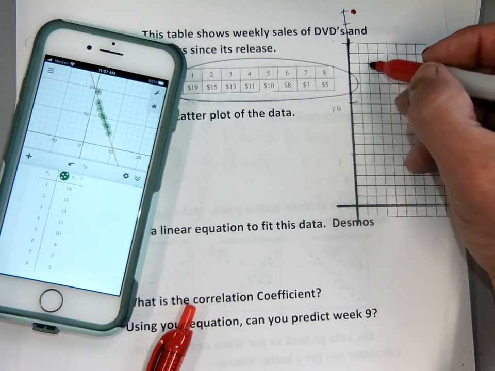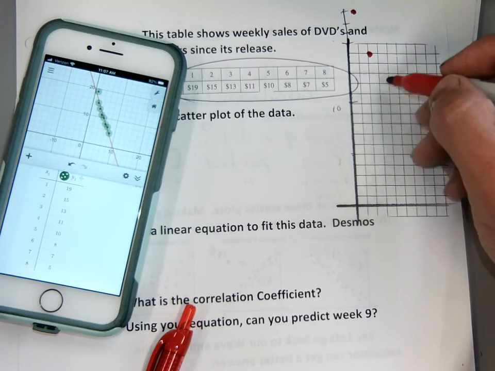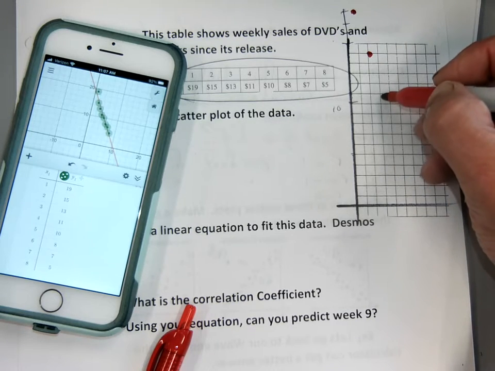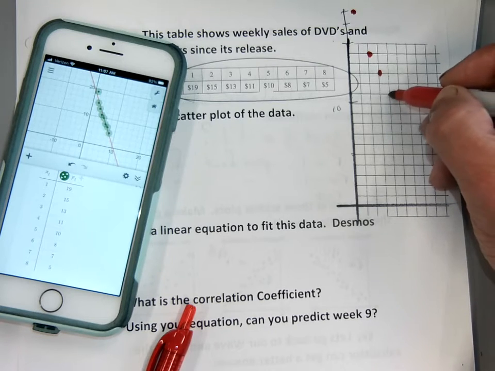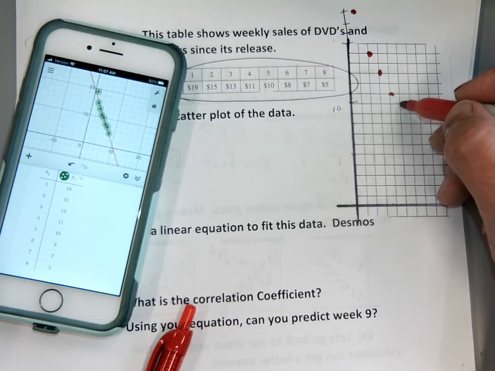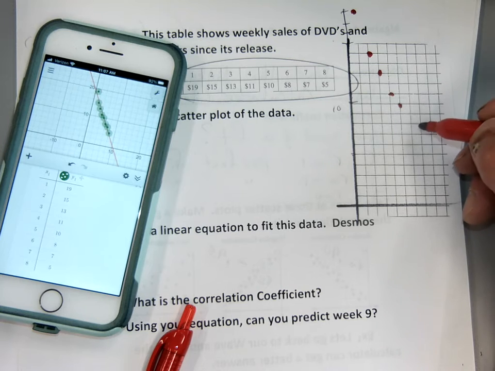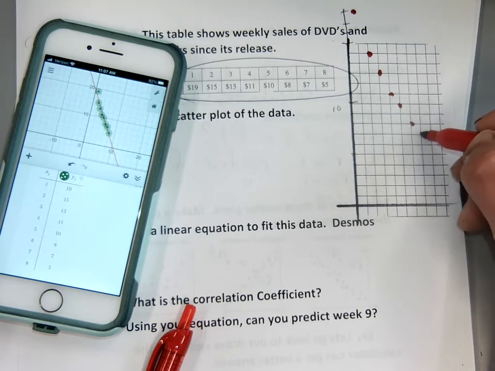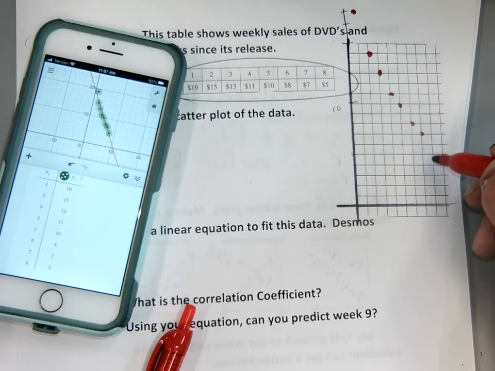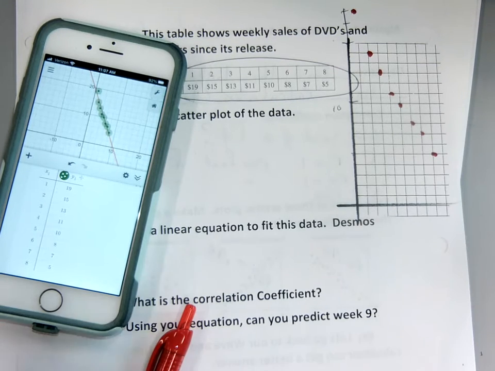11, 12, 13, 14, 15. I've got 3 and 13, 10, 13. I've got 4 and 11. I've got 5 and 10. I've got 6 and 8. I've got 7 and 7. And 8 and 5. So it's not a perfect line, is it?